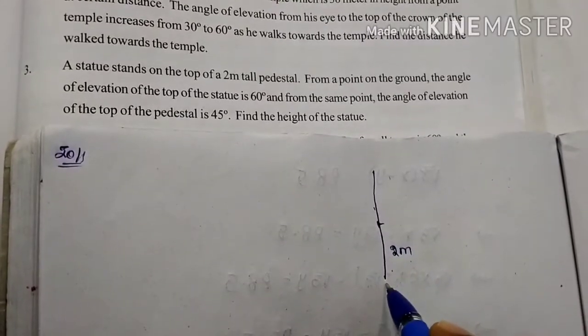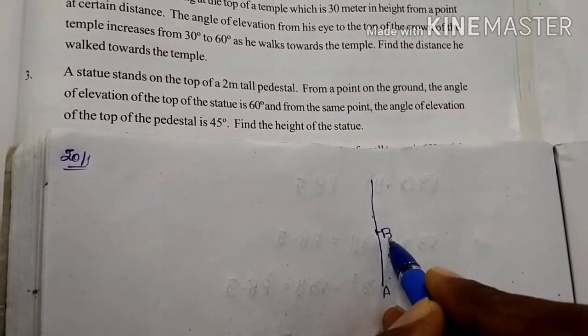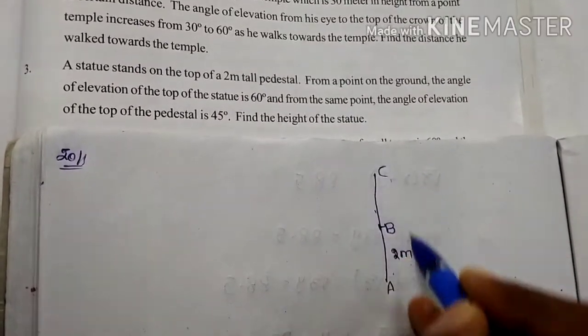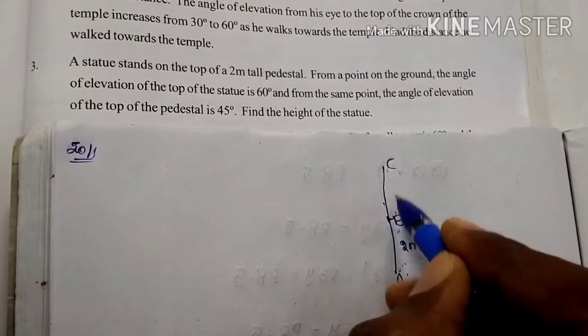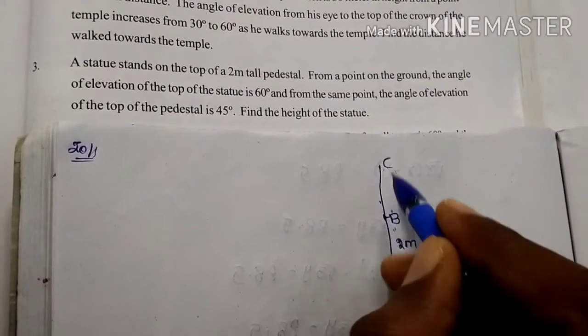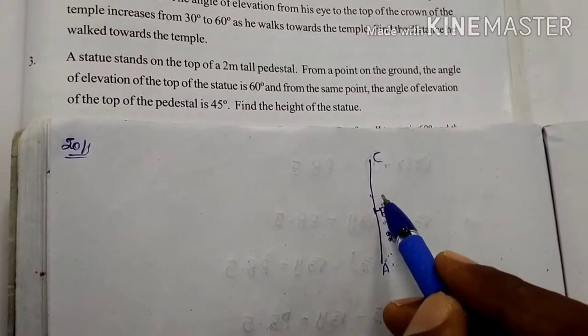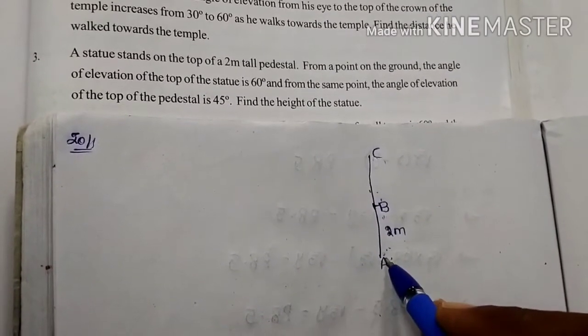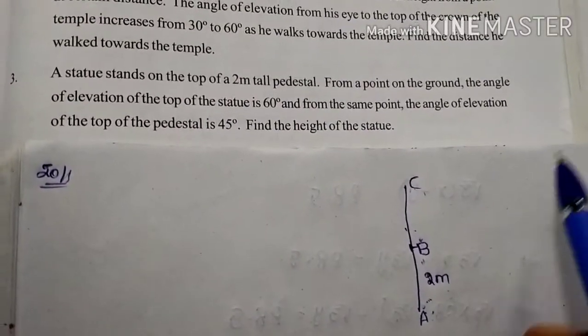For example, I am considering A, B, C. Here AB is the height of the pedestal. BC is the height of the statue. Here BC, that means the statue is on the top of the pedestal or not? Yes. Now you can read the next point.